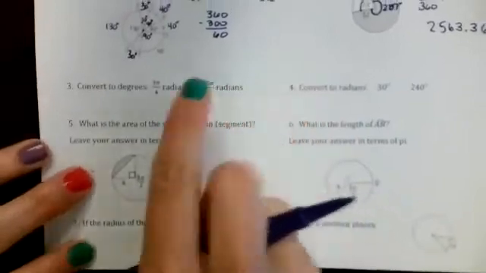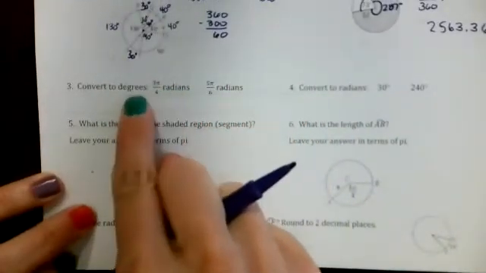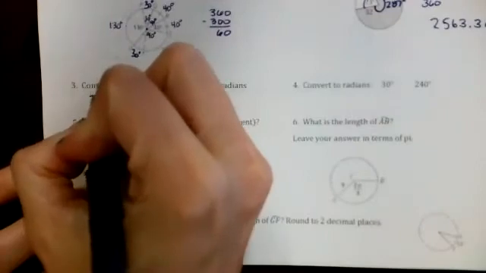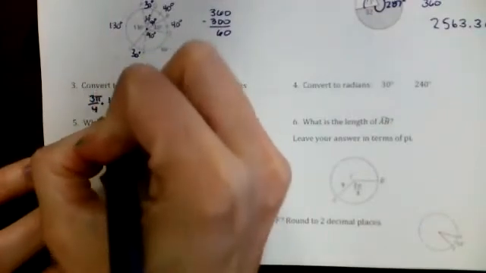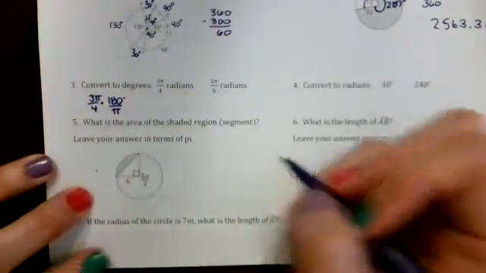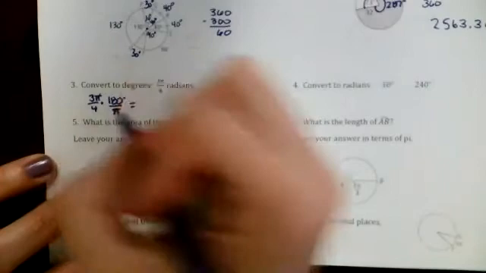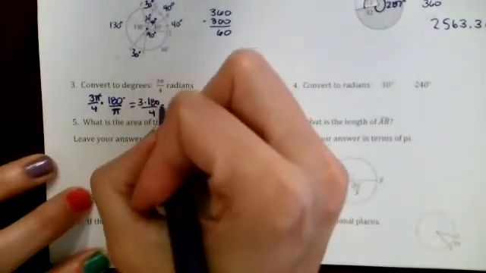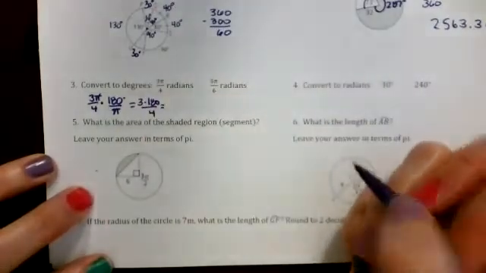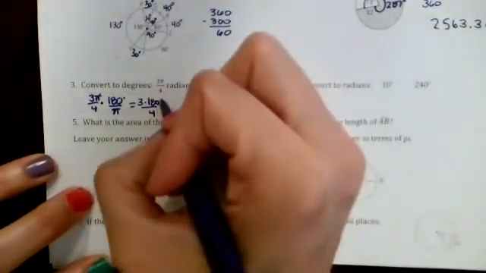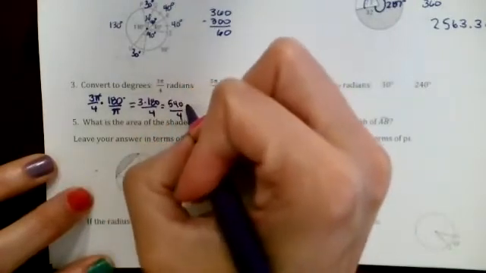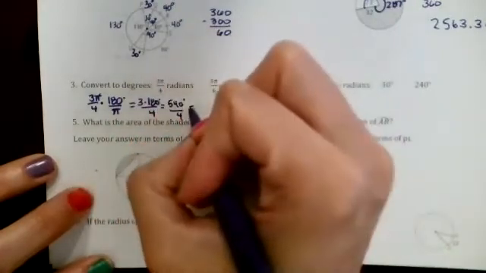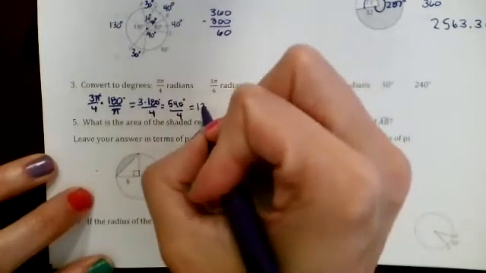All right, number 3. 3 and 4 are converting. And when I'm converting from radians to degrees, I'm going to take my radians and I'm going to multiply by 180 over pi. Okay, when I multiply like that, my pi's cancel out. So I'm multiplying 3 times 180 divided by 4. And you can do that in your calculator. You do 3 times 180, you get 540. Divide your answer by 4. There's still degrees in here, right? I get 135 degrees.